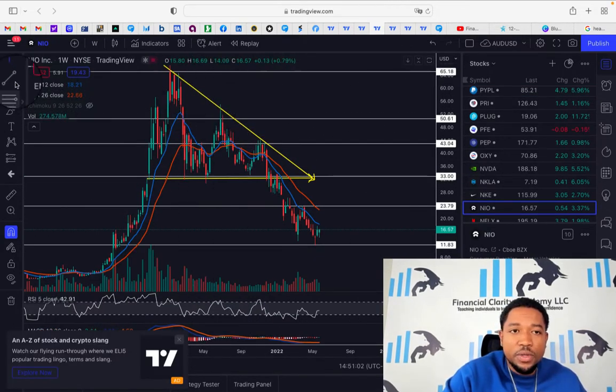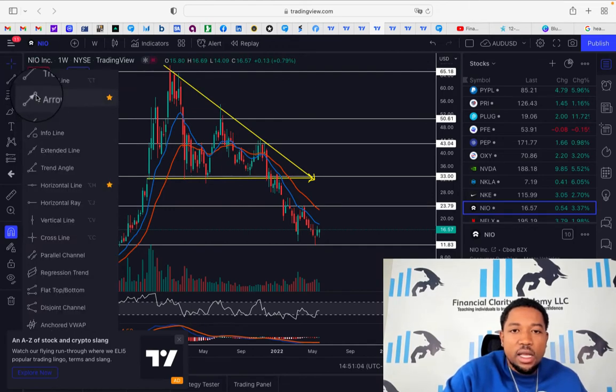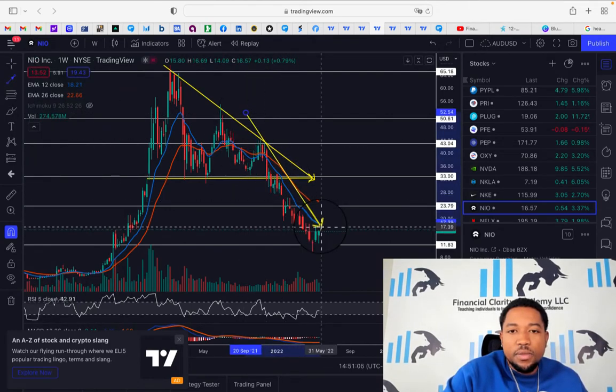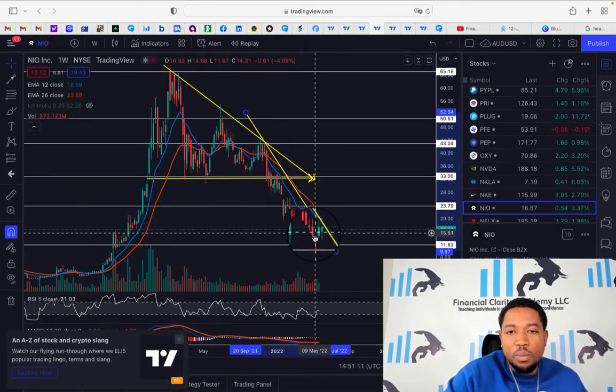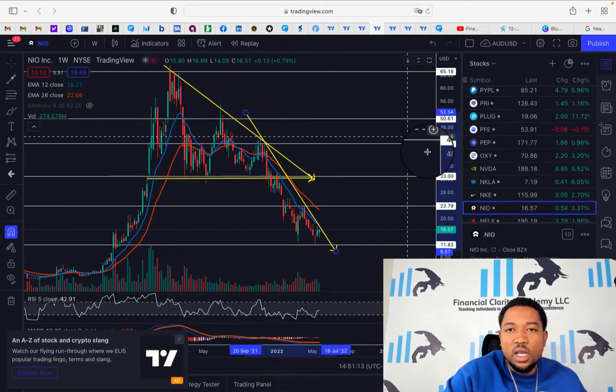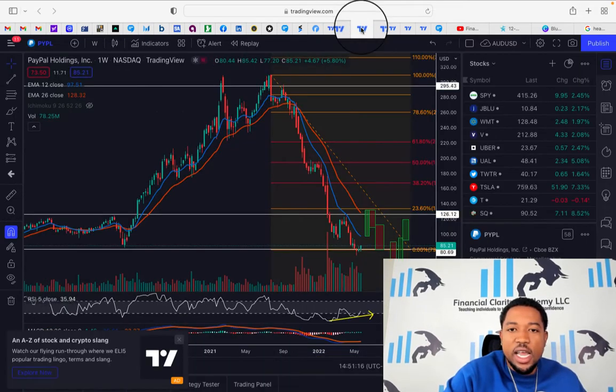Same thing with NIO. As long as we stay this way, we will be headed bearish, because the bears are controlling the market, and we're not breaking up from the bulls. The bulls are not showing us any push through.